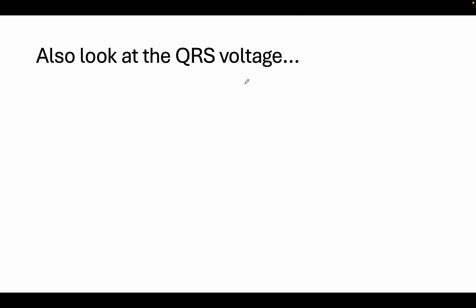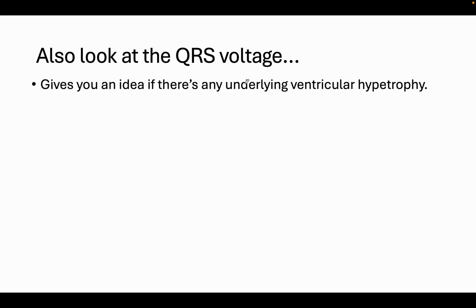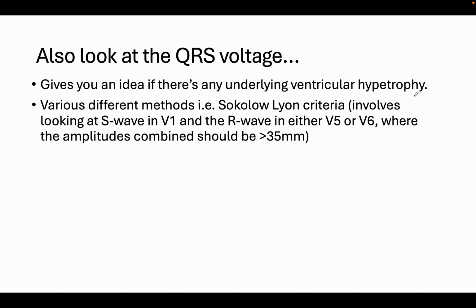So now we'll look at the QRS voltage, which I talked about earlier with the calibration and all of that stuff. So QRS voltage is an important part of ECG interpretation to look at. With experience, you'll know what a normal QRS voltage looks like by just eyeballing it, and when the QRS voltage looks abnormal, it's quite smack bang in your face. So it gives you an underlying idea if there's ventricular hypertrophy, and again it relates to that axis as well. It can cause axis shift and all that stuff, ventricular hypertrophy.